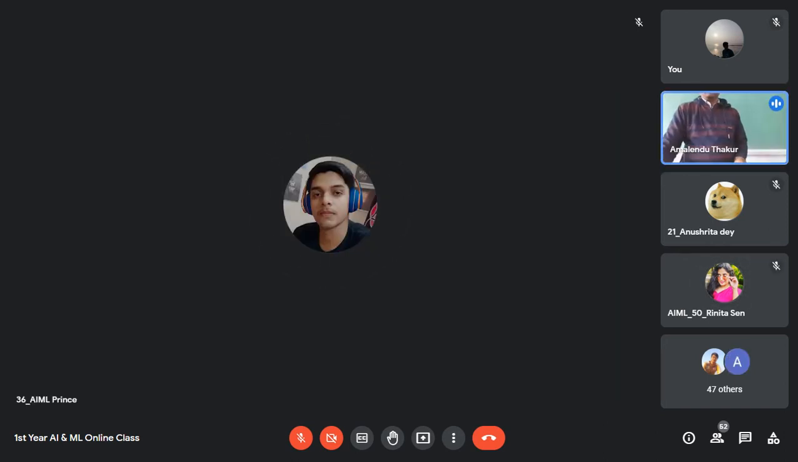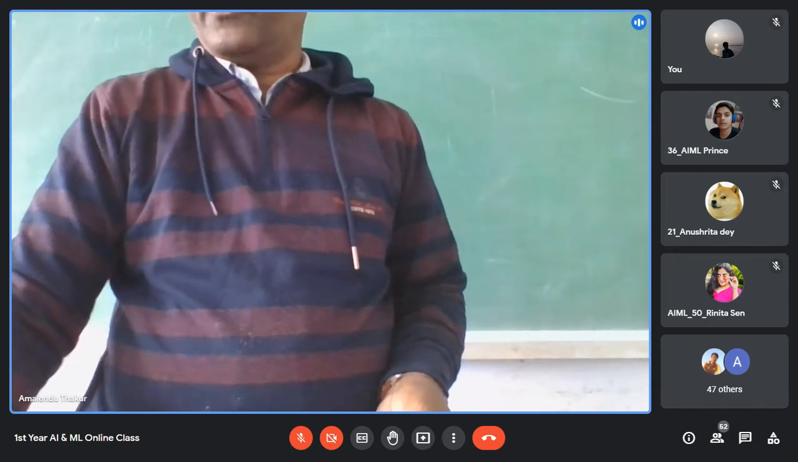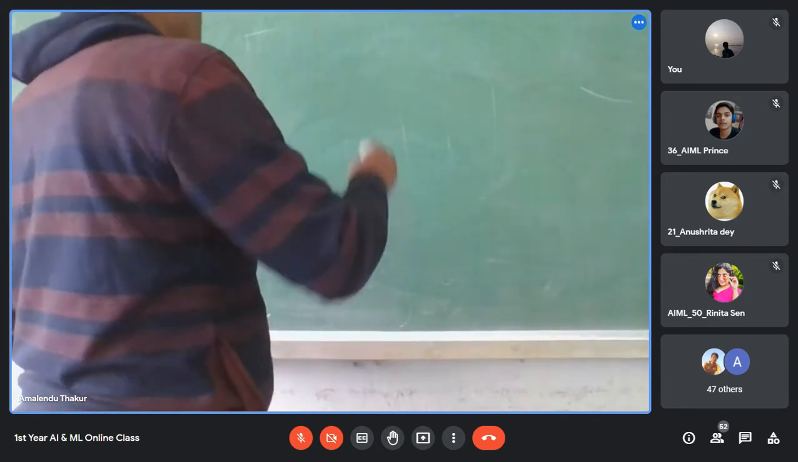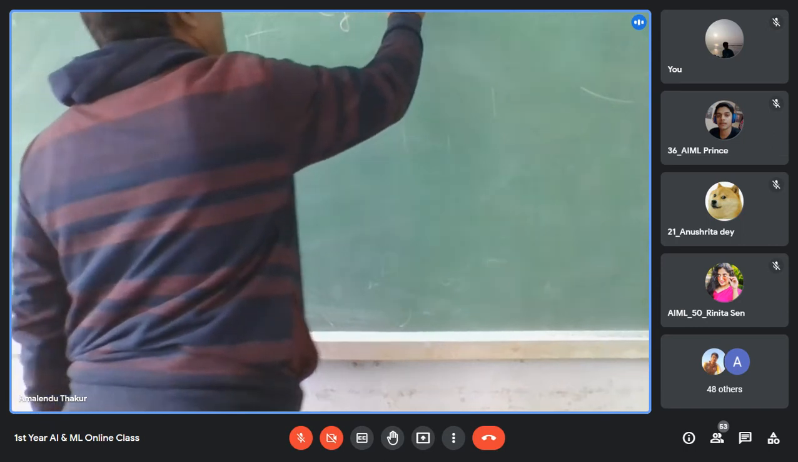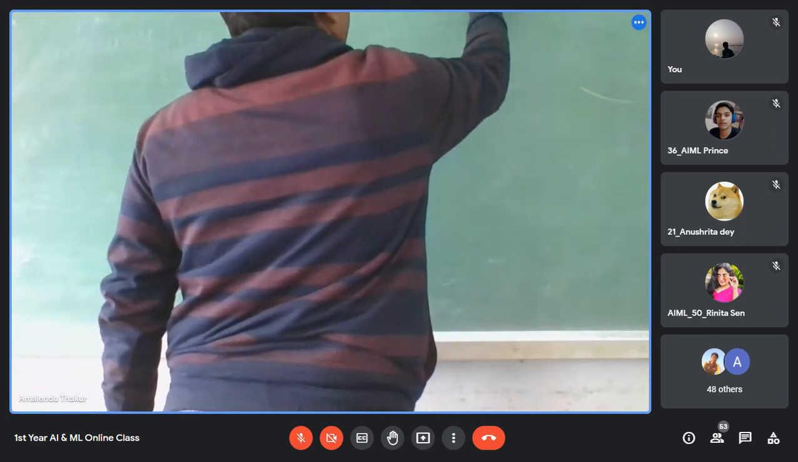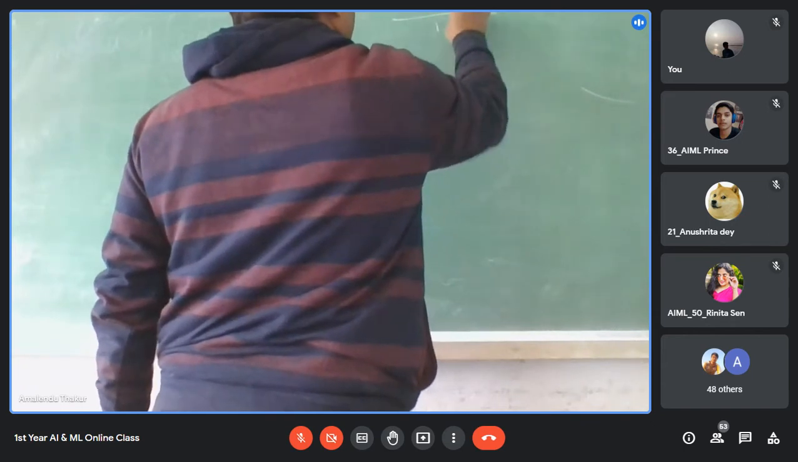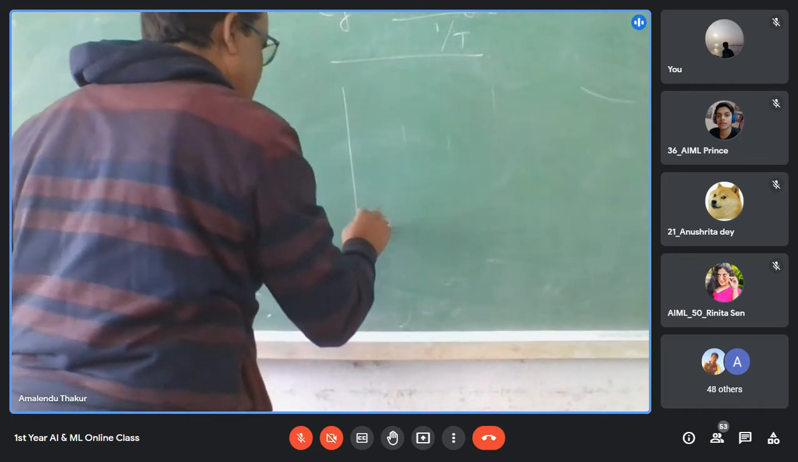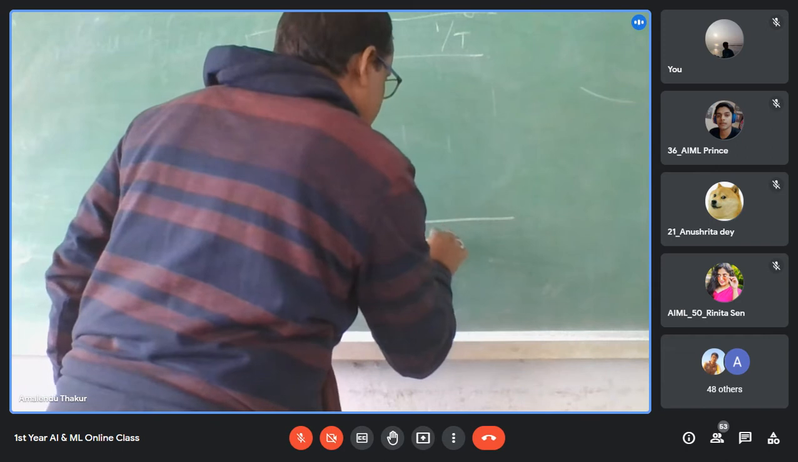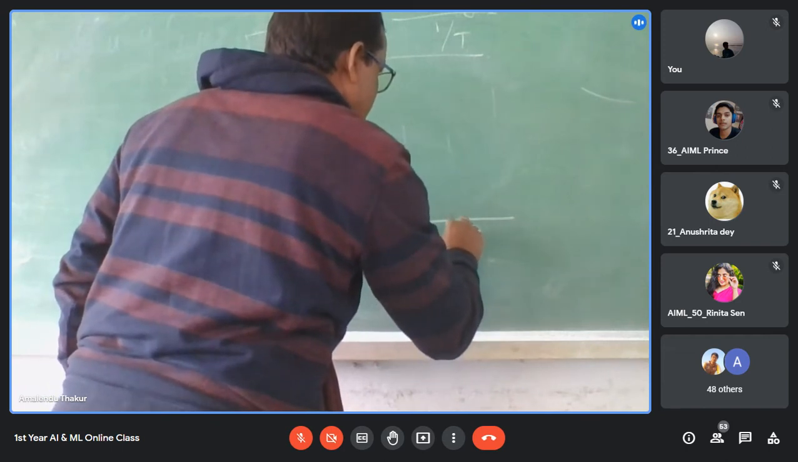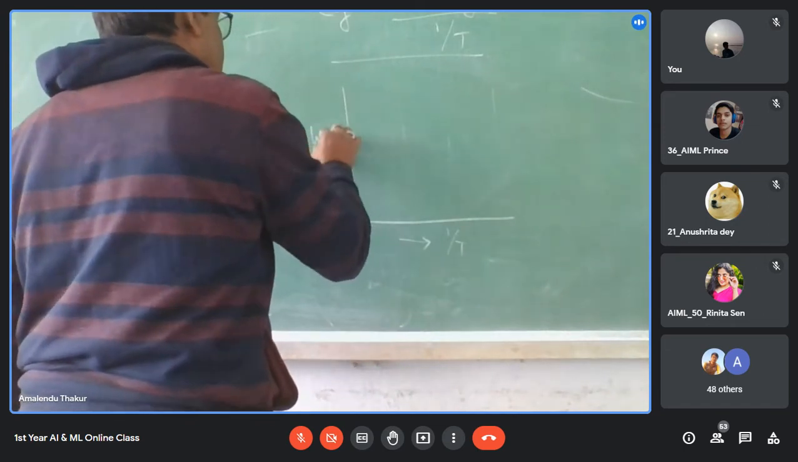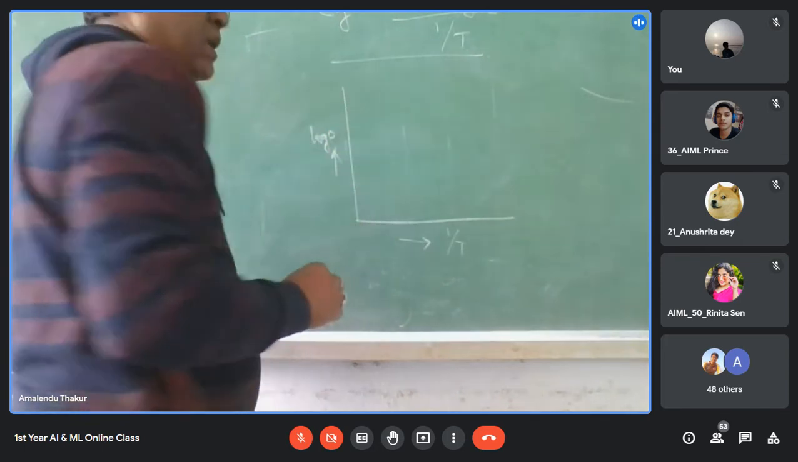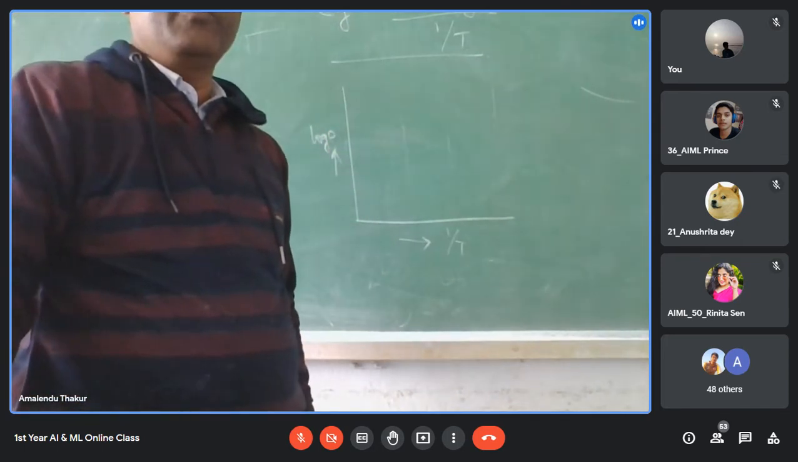Okay, so now we go to the graph. How will we take the graph? The working formula is band gap Eg equal to 2k log rho by 1 by T. This is our working formula, which is why we have to draw a graph. Along the x-axis we consider 1 by T, the inverse temperature. Along the y-axis we consider the log value of rho. You will get a graph, and from there you have to calculate the slope.